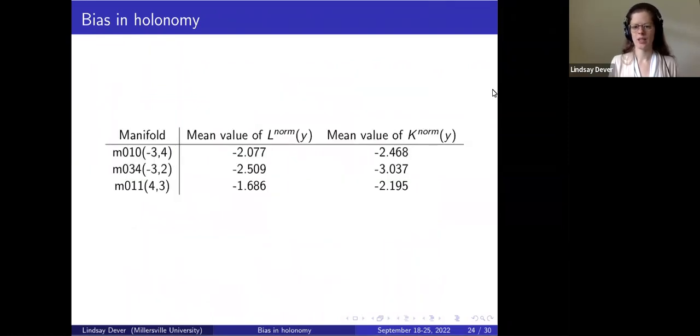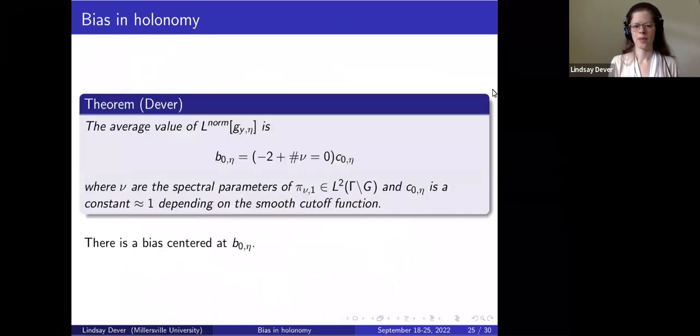Okay. So we can see this also through the mean values of these sums for the different cutoffs. Okay. So I was able to prove that there is in fact a bias. The average value of this normalized sum is typically -2, but it could be pushed in the other direction, depending on the number of spectral parameters that are equal to 0. I haven't told you what a spectral parameter is, but I'll talk about that in part 2. But right now, what we're taking away is that there's typically a bias.